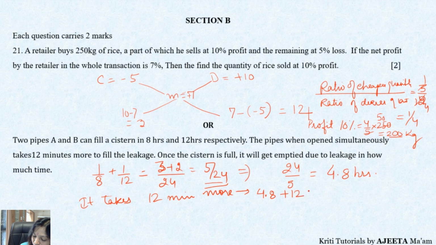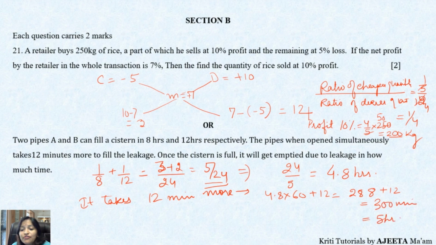Now 4.8 plus 12 minutes. And now we will change 4.8 to minutes first, and then we will add to it. So 4.8 into 60 plus 12 minutes. So what do you get? 288 here, and here plus 12, and here we get 300. 300 minutes means how much time you are getting? 5 hours. So in 5 hours your tank gets completely filled.